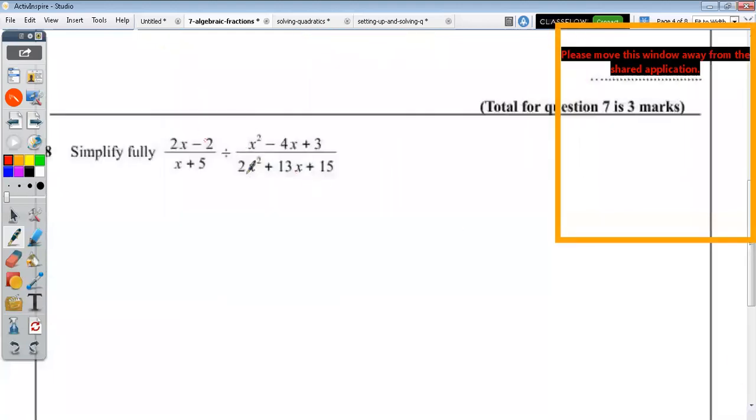Can you try this here? I'll give you 4 minutes. Number 8.